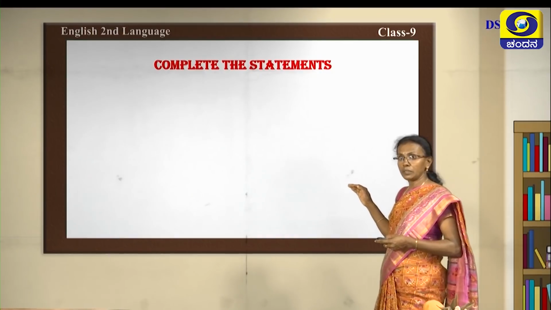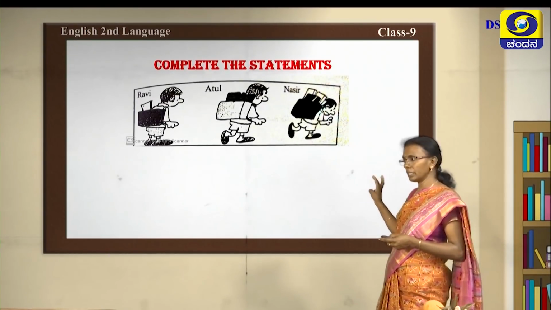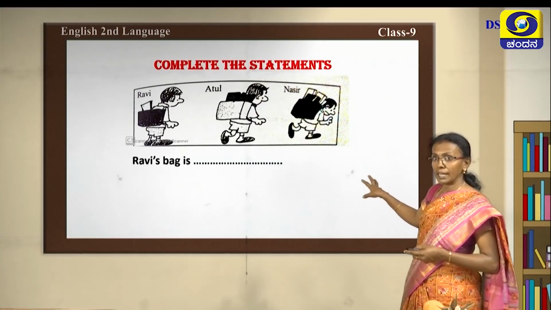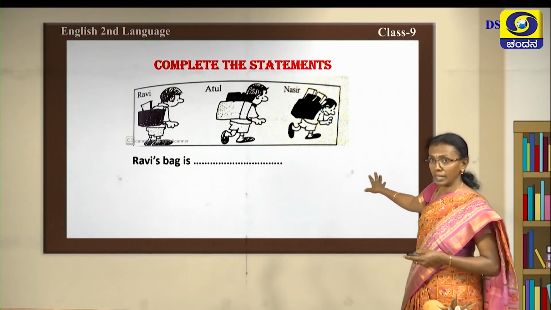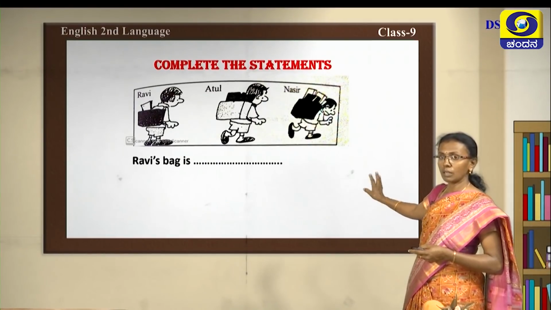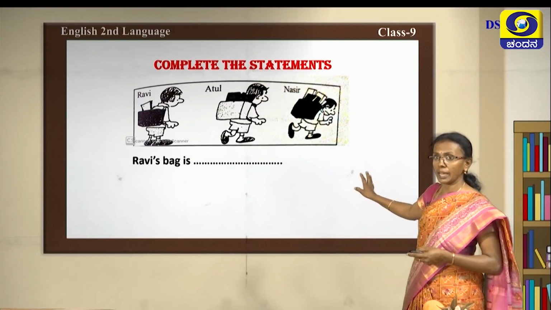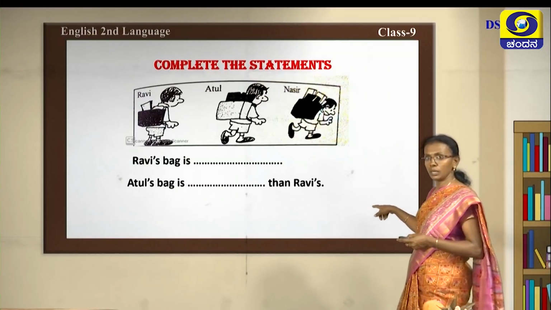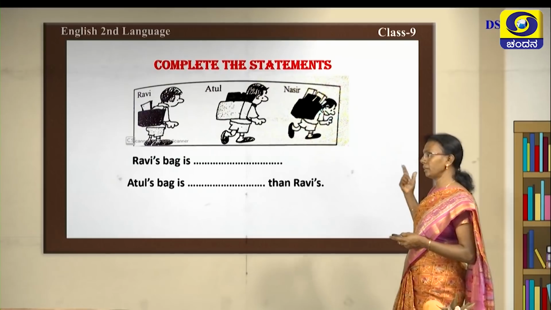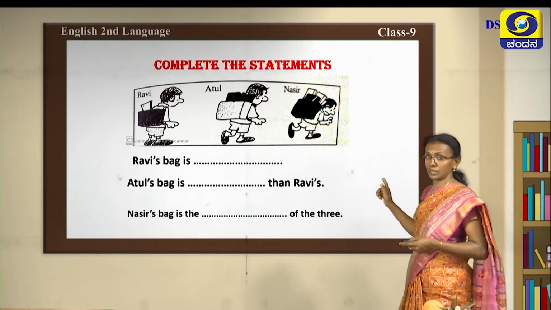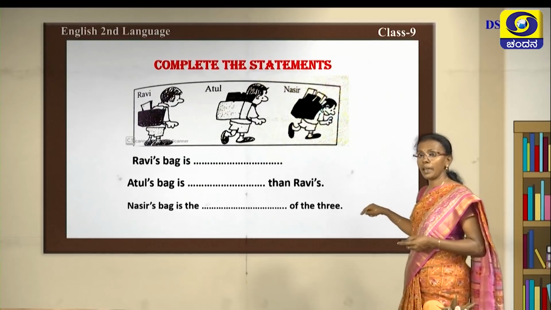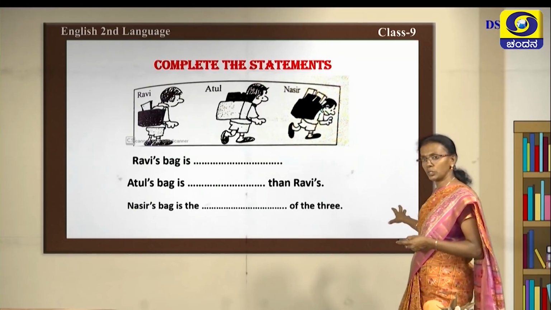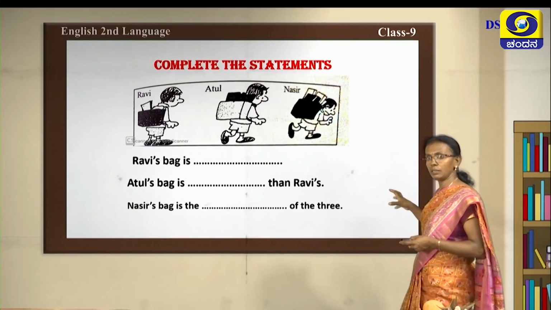Now, we can complete the statements. See, you can see three persons there. Who are those? Ravi, Atul and Nasir. Ravi's bag is dash. They are carrying bags, but you can see the comparisons. What is that comparison? You can compare it with an adjective. Ravi's bag is dash, and next, Atul's bag is dash than Ravi's. Next, Nasir's bag is the dash of the three. Now, you have to take an adjective which suits the picture and complete this.